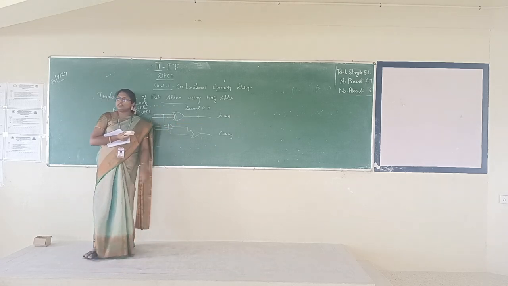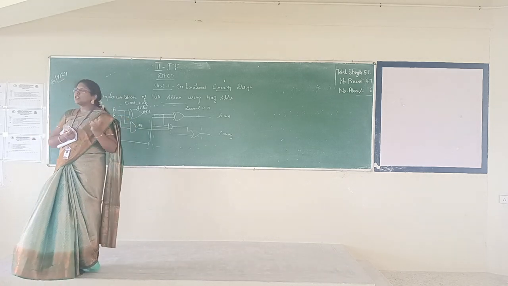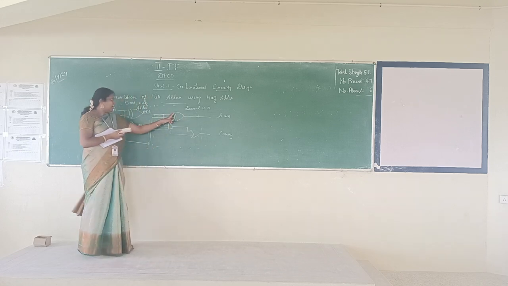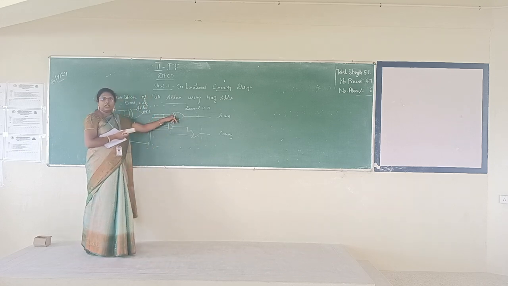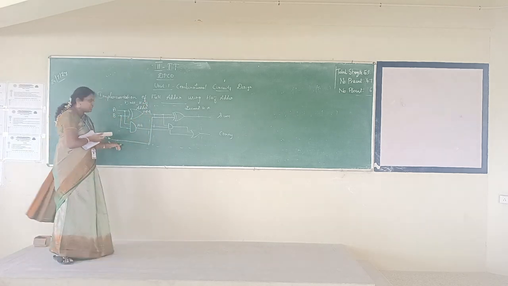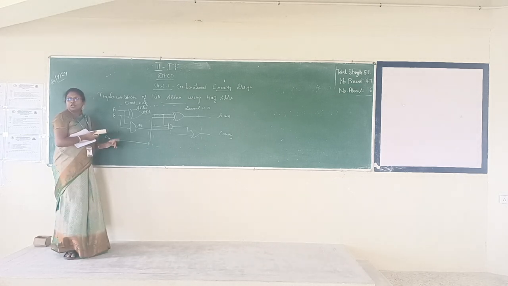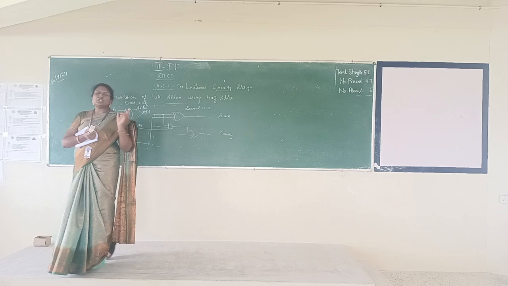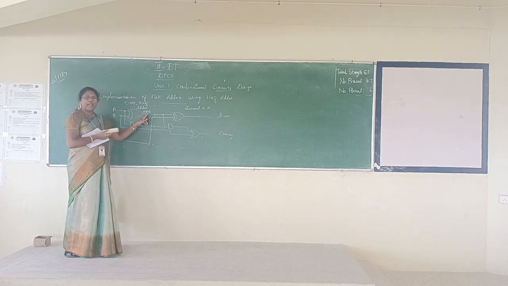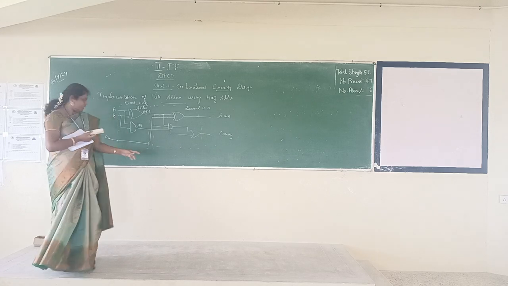What is the expression for sum for the full adder? A XOR B XOR C. At this point you are getting A XOR B, right? So you need to add one more input, that is C. So for sum you have to get A XOR B XOR C. The output of the first half adder will be A XOR B, and you need one more input, that is C.